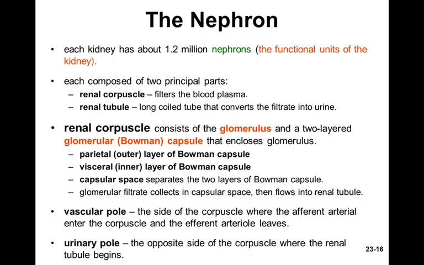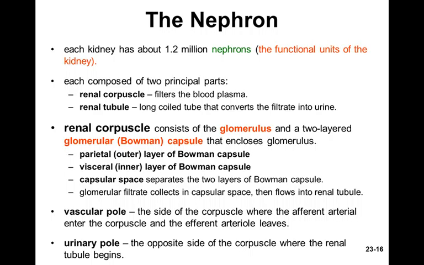Now, the renal corpuscle, let's talk about the anatomy and what it consists of. It is composed of the glomerulus, which of course is all the blood capillaries. It also has a glomerular Bowman capsule. This capsule simply encloses the glomerulus. You, of course, have an outer and an inner layer of that capsule. The parietal, the outer, the visceral, the inner. You have a space in between those two layers called the capsular space. The glomerular filtrate collects in that space, then it flows into the renal tubule.